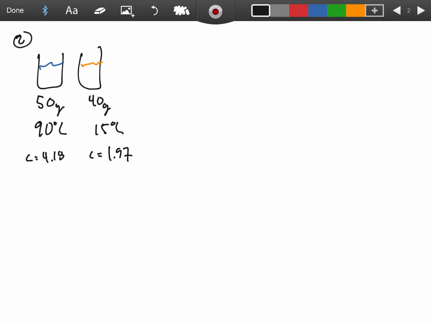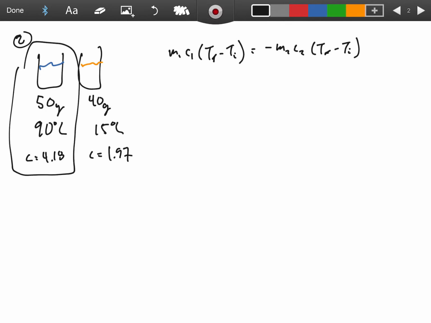Okay, so let's set up our equation, right? So I have M1C1 times T final minus T initial equals negative M2C2 times T final minus T initial. All right, let's put our numbers in. Okay, so which one is going to lose heat? And so if you look at this, right, the water is going to lose some of its heat to the oil because the oil's got to heat up and the water's going to cool down.